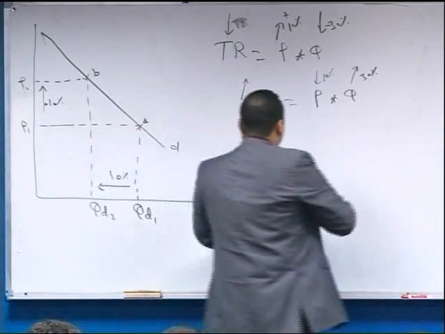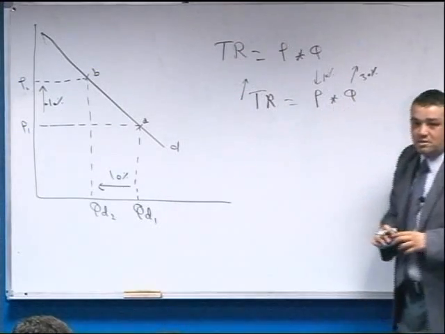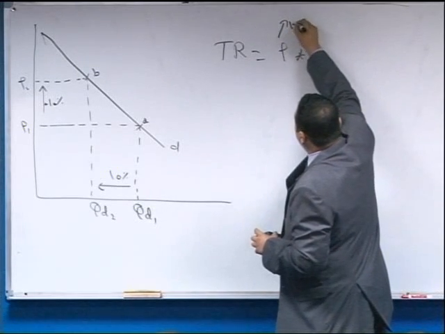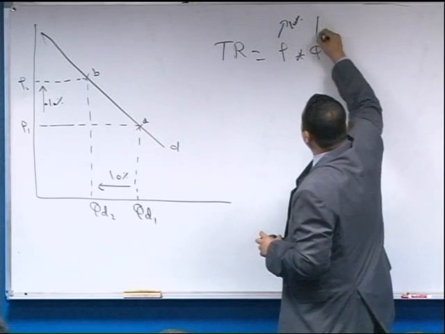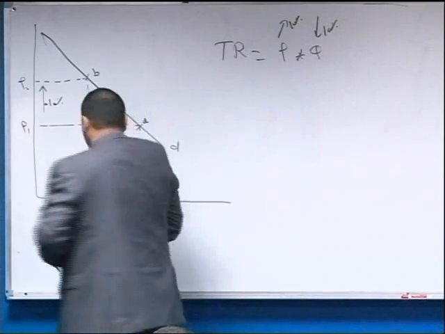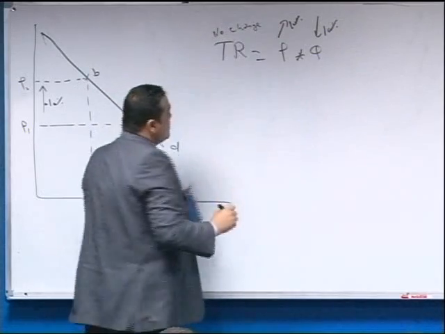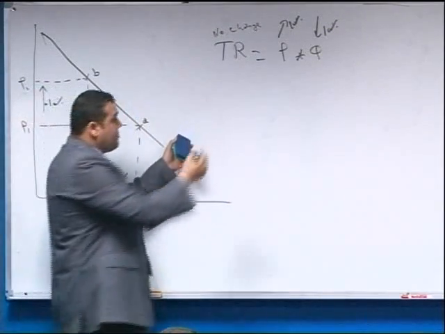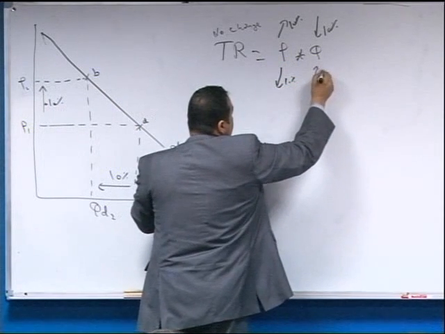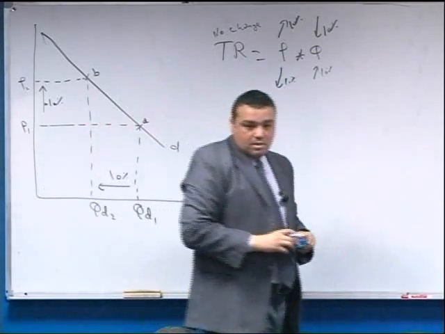So let's come back to the total revenue. Total revenue equals prices times quantity. If the price increased by 10%, quantity demanded declined by 10%, there is no change in the total revenue. No change. And vice versa. If the prices declined by 10%, the quantity demanded would increase by 10%, total revenue would not change. Right? Yes.